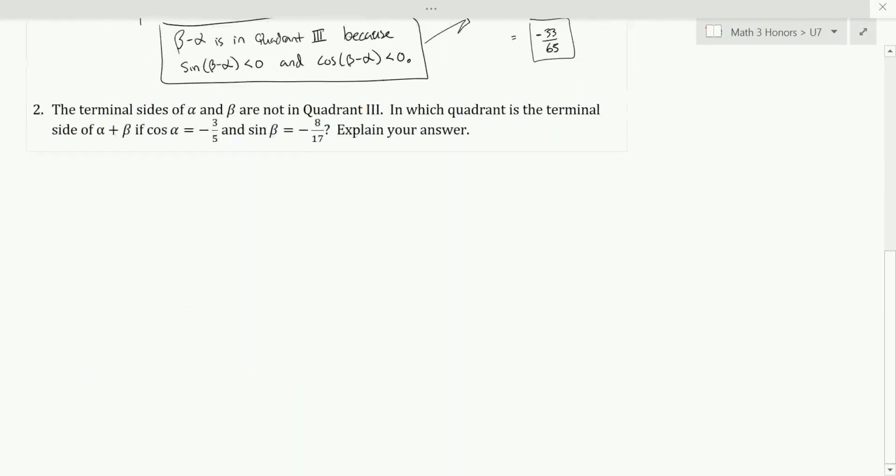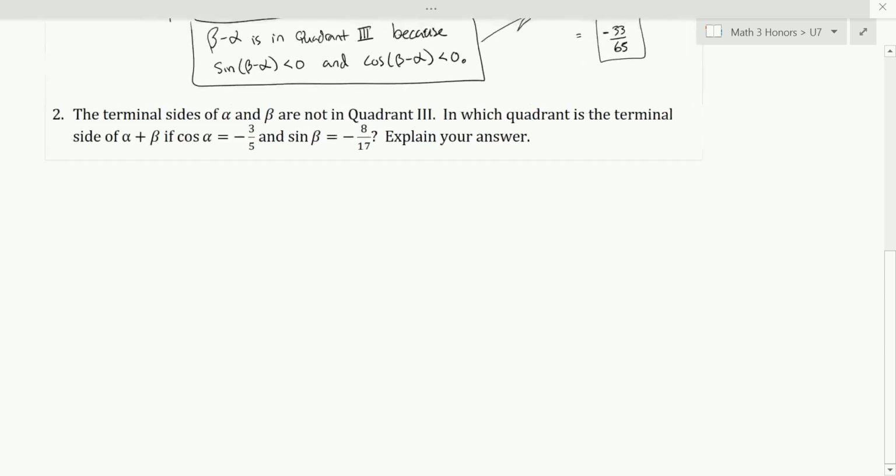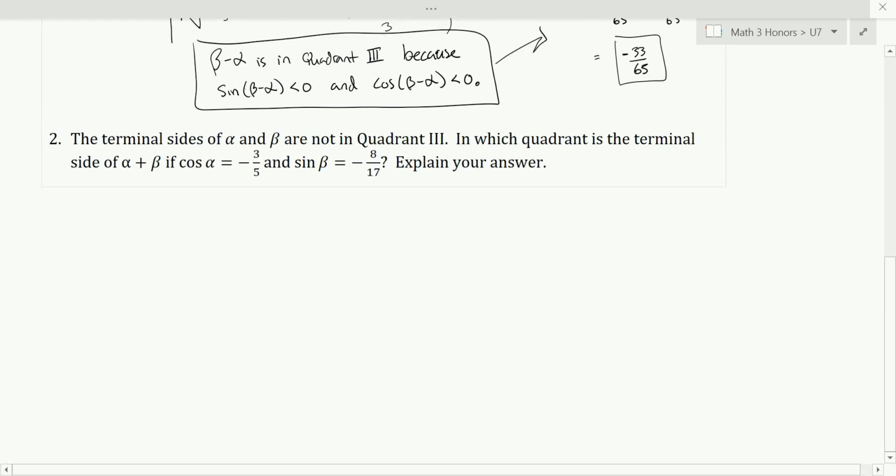All right, so the terminal sides of alpha and beta are not in quadrant 3. In which quadrant is the terminal side of alpha plus beta? So first of all, was anybody able to find out what quadrant alpha is in, or the terminal side? 2. Why? Because it's negative, so that means either 2 or 3, but it says it's not in 3. So alpha is in quadrant 2.